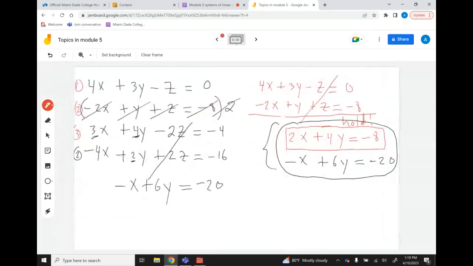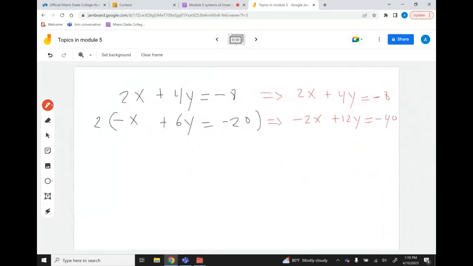All right, I'm just checking here. All right, so this is what we have. So what do we have here now? We get rid of this x, and now we have 12 plus 4y gives you 16y.